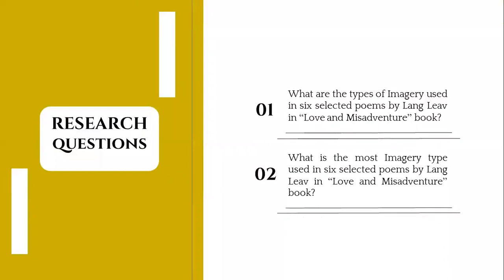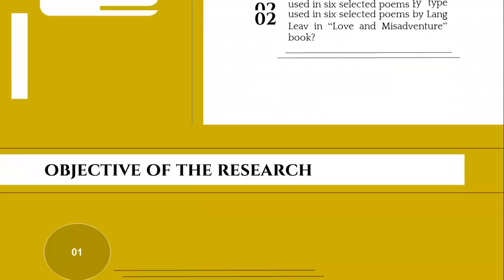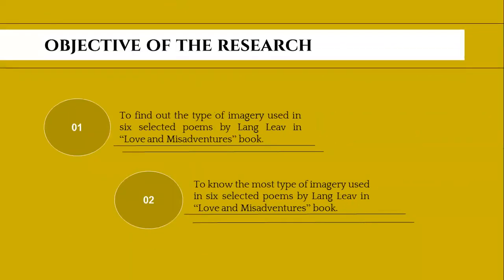Okay, there are two research questions. The first one is, what are the types of imagery used in six selected poems by Leav in the Love and Misadventures book? And the second one is, what is the most used imagery type in six selected poems by Leav in the Love and Misadventures book? Okay, for the objectives of the research, the first one is to find out the types of imagery used, and the second one is to know the most used type of imagery in six selected poems by Leav in the Love and Misadventures book.